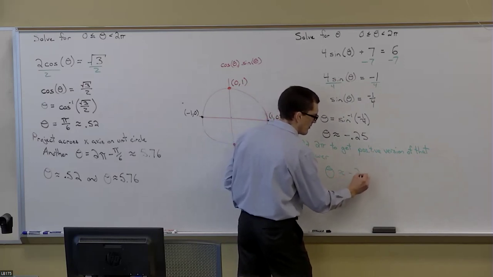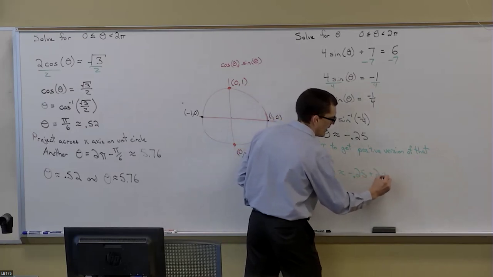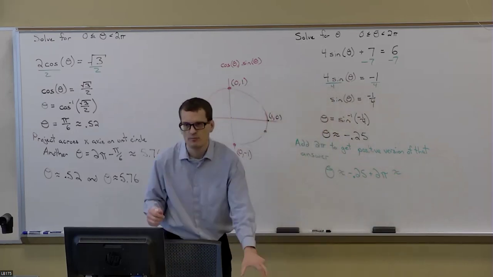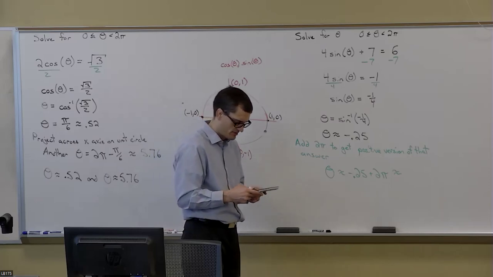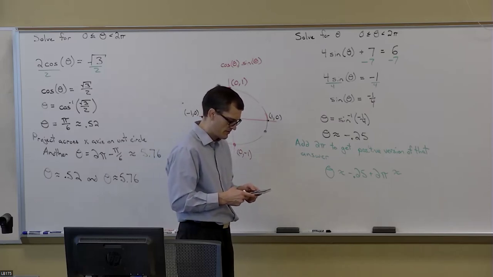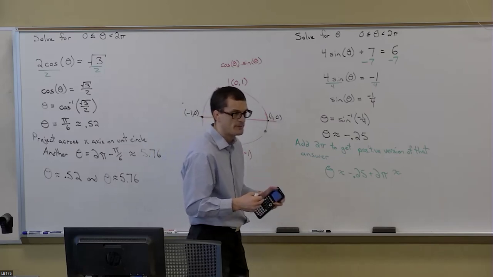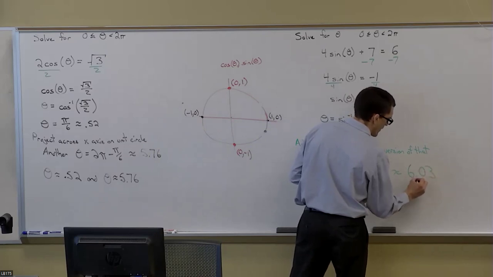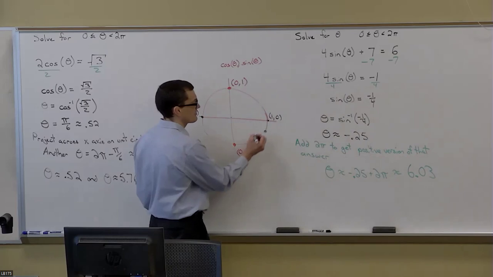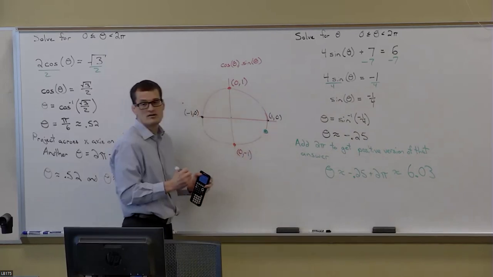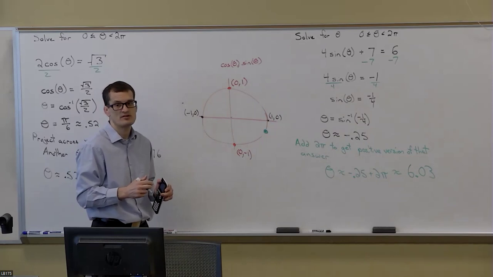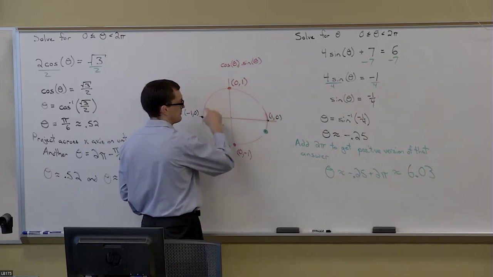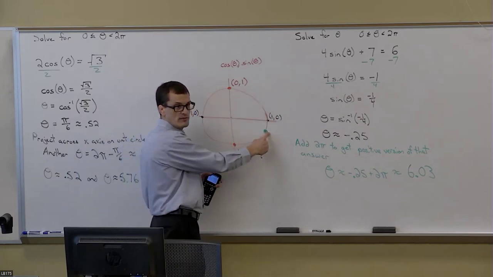I'm going to do that on my calculator. Again, I'm just going to add 2 pi to my answer. So that's about 6.03. Everybody follow that? That's the same point, but just with a positive version. Everybody see what I just did? I started at the negative 0.25 angle, I added 2 pi, and I went all the way around and got to the same point.